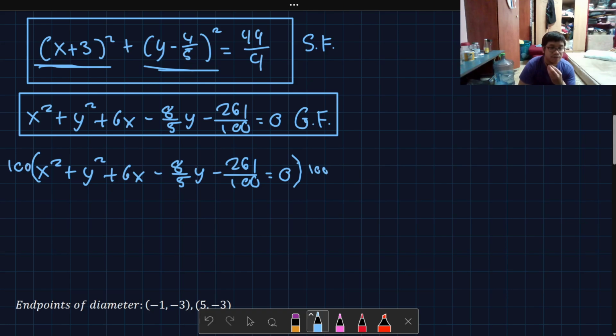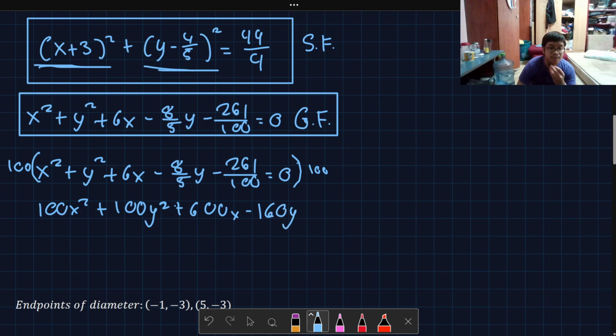So let's start on the left. 100 times 100x squared is 100x squared. Plus 100 times 100y squared is 100y squared. Plus 6x times 100 is 600x. Then minus 8 all over 5, so 100 times 8 all over 5 would be negative 160.